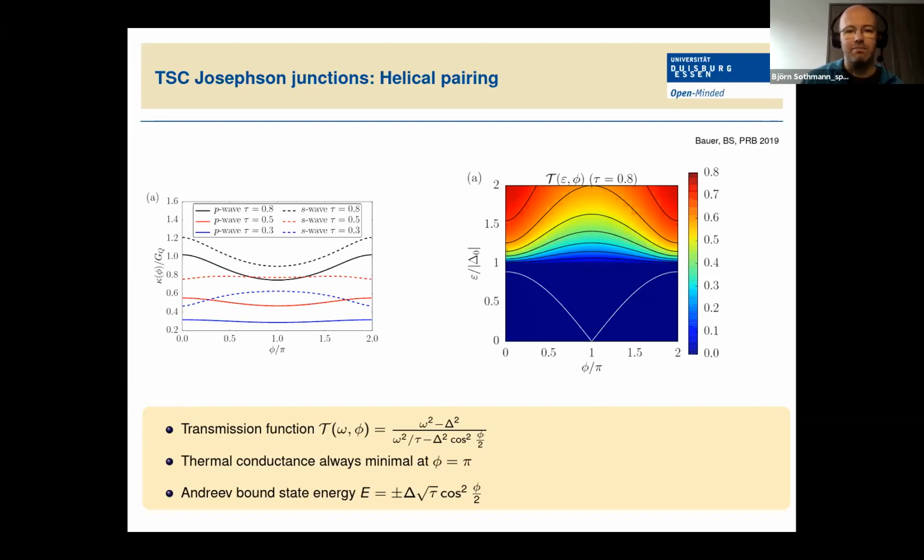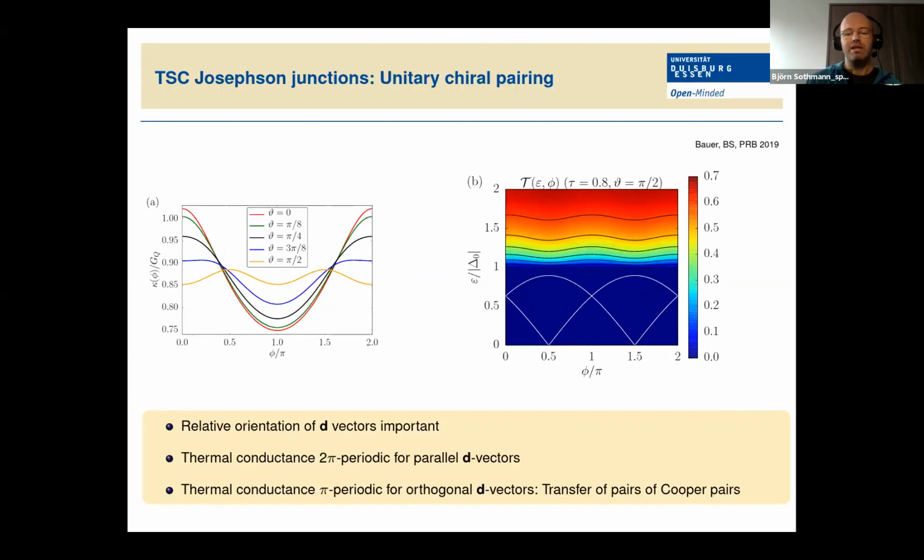All right, now let's go to the unitary chiral pairing. And as I already said, in this case, there is a preferred axis in spin space for this type of pairing. And so the relative orientation of the two d vectors in the left and the right superconductor starts playing an important role. So the different curves that you see up here for the phase-dependent thermal conductance now correspond to different angles between the d vectors in the two superconductors.